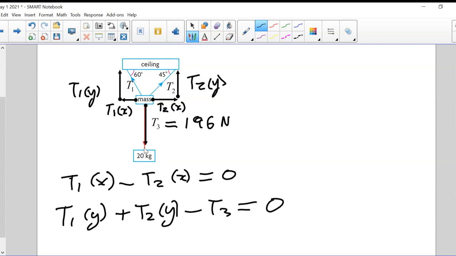If we have static equilibrium, and the x's are balancing each other out, then the y's are also balancing each other out. There are two y's. There's a y component that comes from one cord, and a y component that comes from the other cord, and those two are both pulling in the same direction, so we can add them together. And there's another y component coming from the weight, which is pulling in the exact opposite direction, and that's the one that's 196. Okay, good.